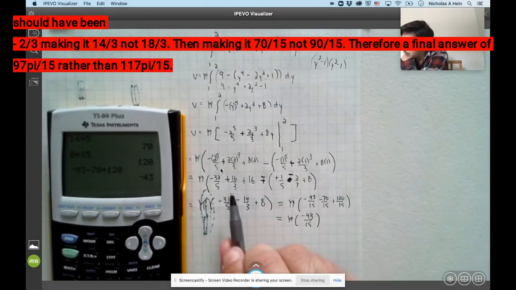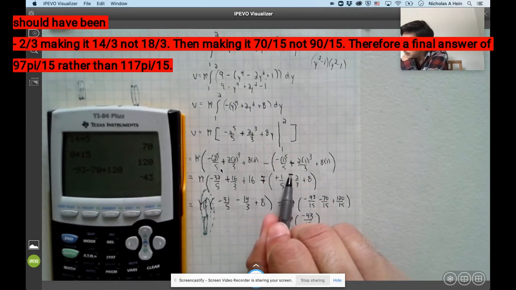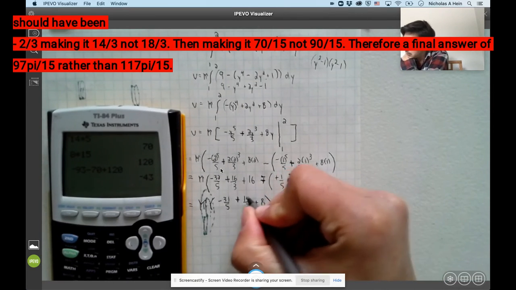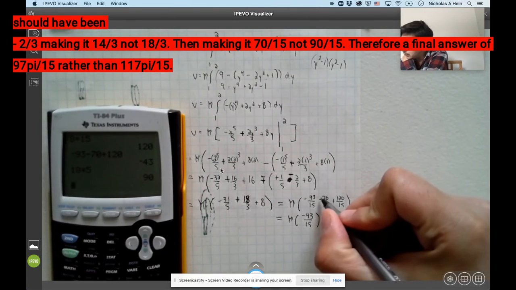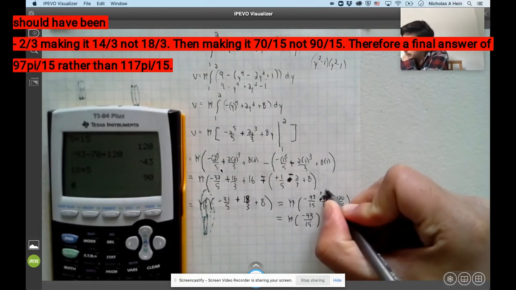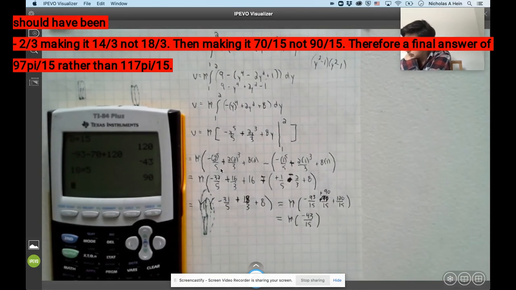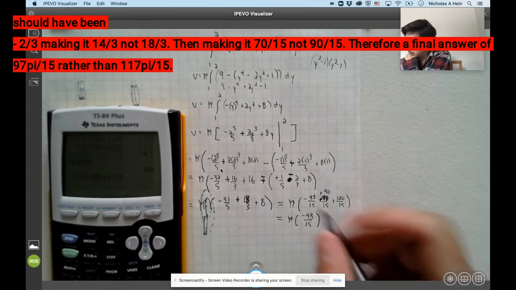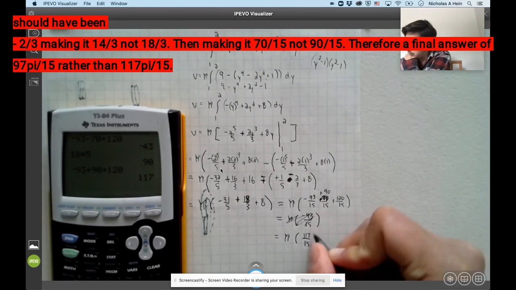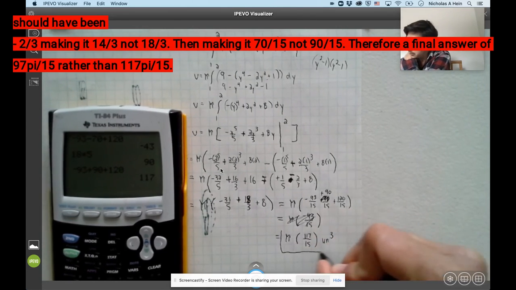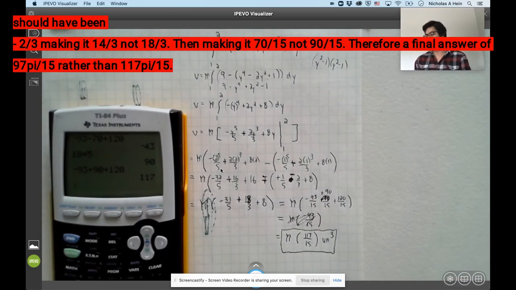And then here we'd have 16 thirds minus a negative, so that'd be plus 2 thirds, so you end up getting plus 18 thirds there. So 18 times 5 is 90, so that should be plus a positive 90 there. So then what we end up getting isn't this answer. You get pi times 117 over 15 and units cubed. Okay. And there's the volume of that donut.